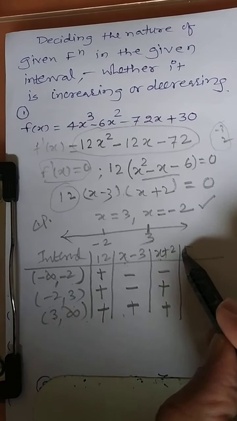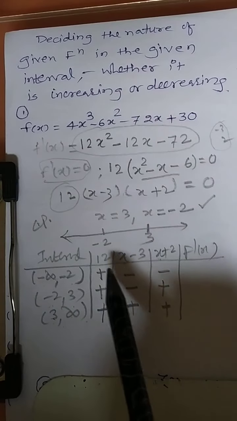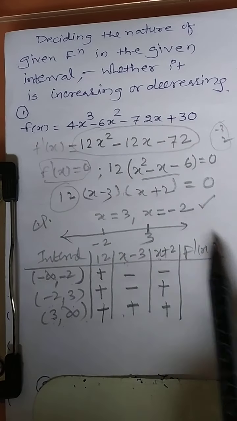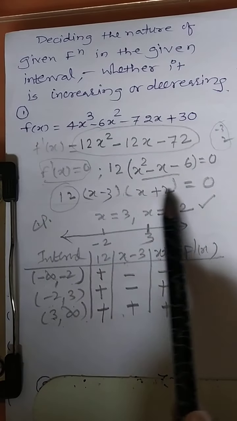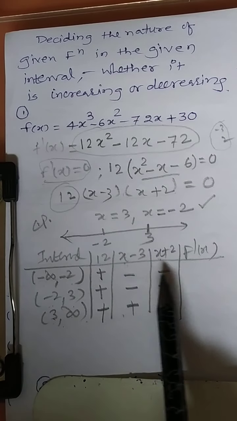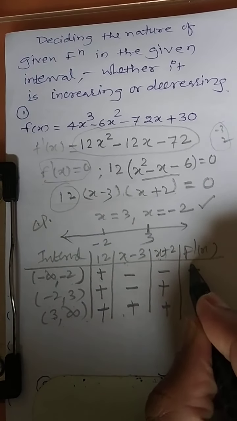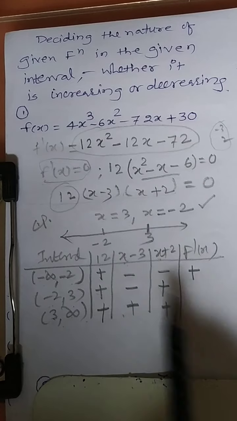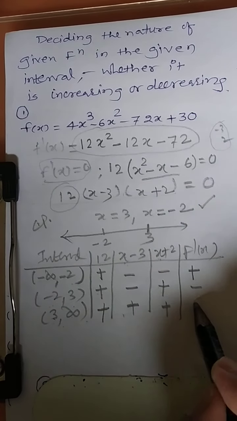Then your f dash of x is nothing but the product of all these three numbers. So positive, negative, negative will give you positive. In the middle interval, this product will be negative. In the last interval, this product will be positive.